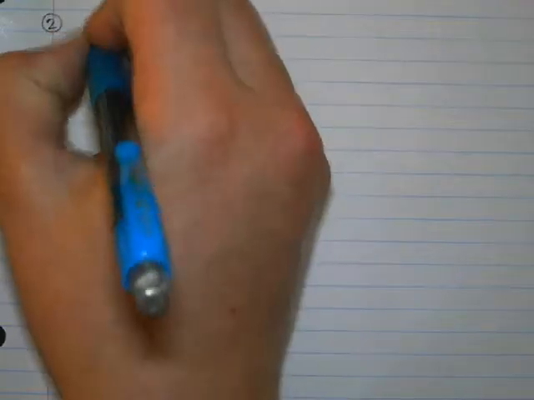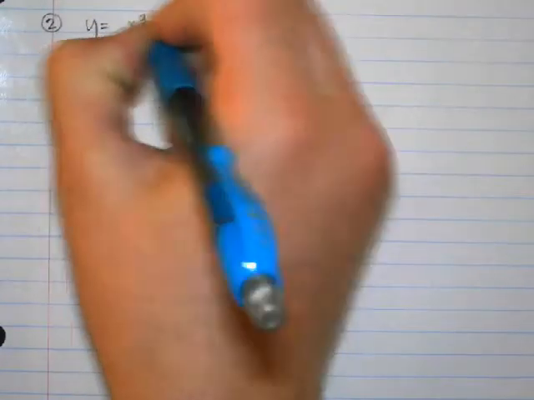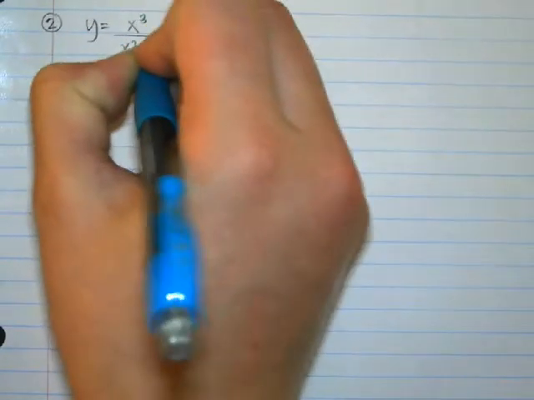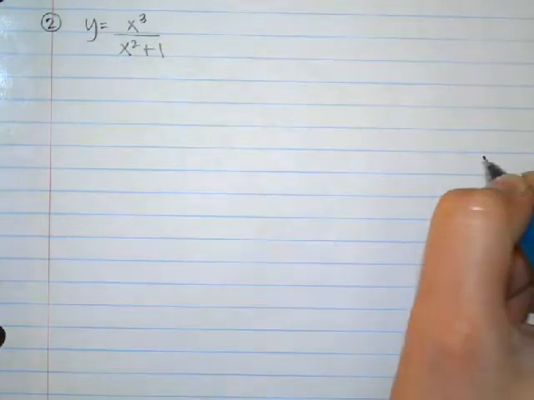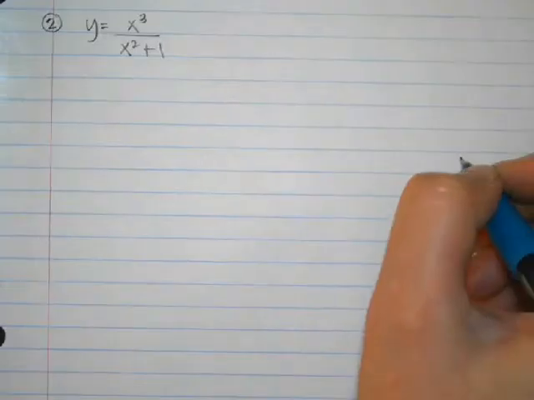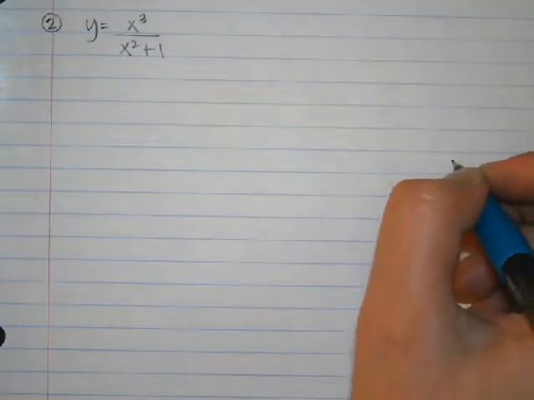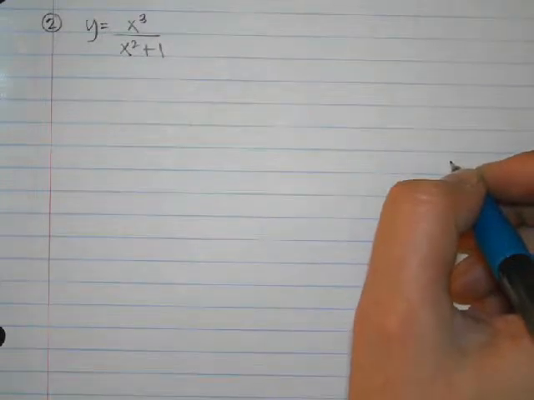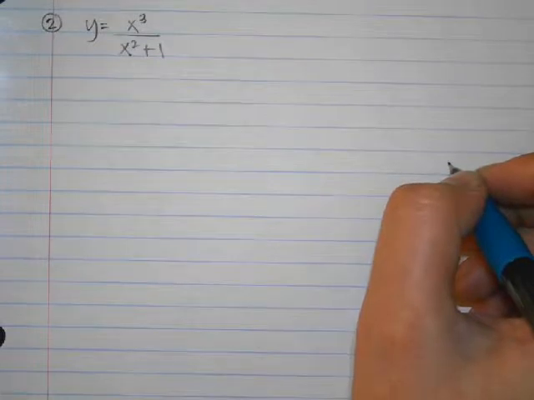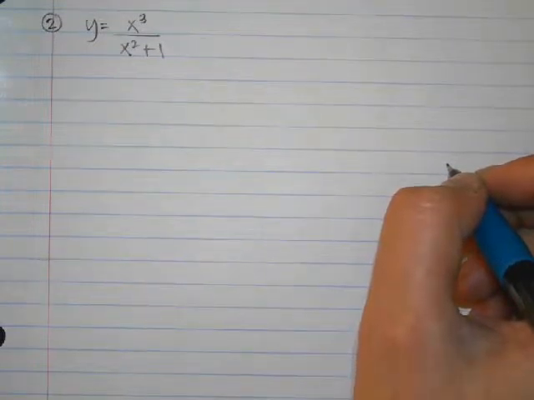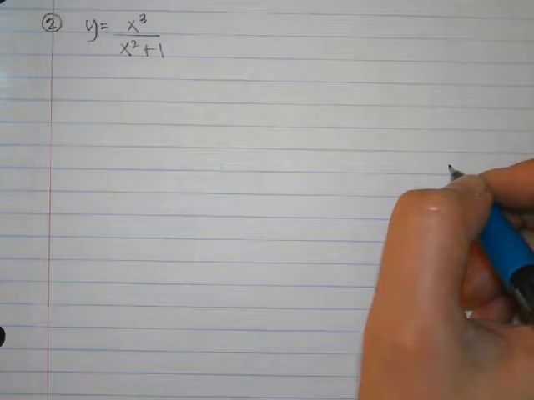All right, so this is example 2. Y equals x to the third divided by x squared plus 1 is the problem we're going to work with. All right, so first thing, what do I look for from the original equation? Asymptotes and intercepts, x-intercepts, y-intercepts. Okay, what do you guys want to look for first?